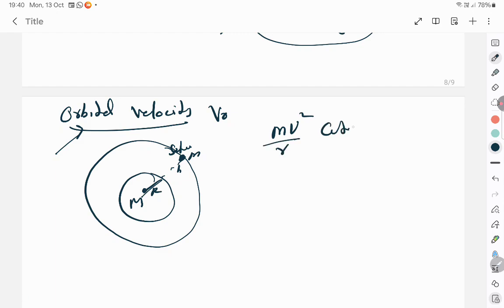Centripetal force. You know the centripetal force formula? You should know. Without which you can't do physics. Go home and learn it by heart: centripetal force is mv square by r.